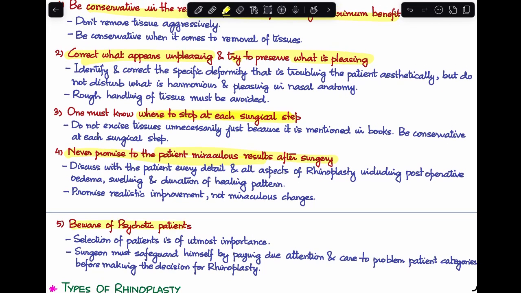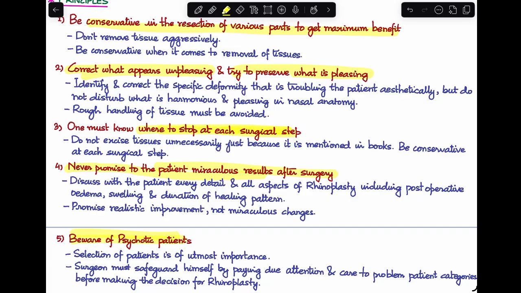Lastly, beware of psychotic patients. I have mentioned multiple times in my preoperative class that selection of the rhinoplasty patient is extremely important. Here, you as a surgeon have to safeguard yourself by paying attention and care to the problem patient categories that I have mentioned in the video before you make the decision to take the patient up for rhinoplasty. You may end up in litigation or you may end up in a lot of trouble if you have not done this correctly. So that's all for today.